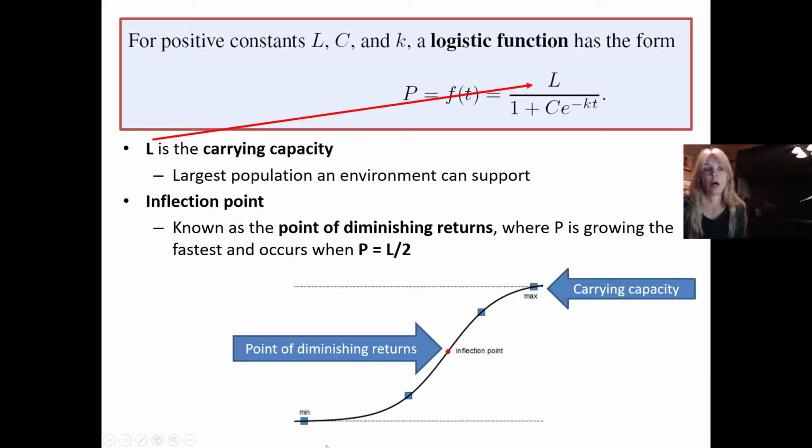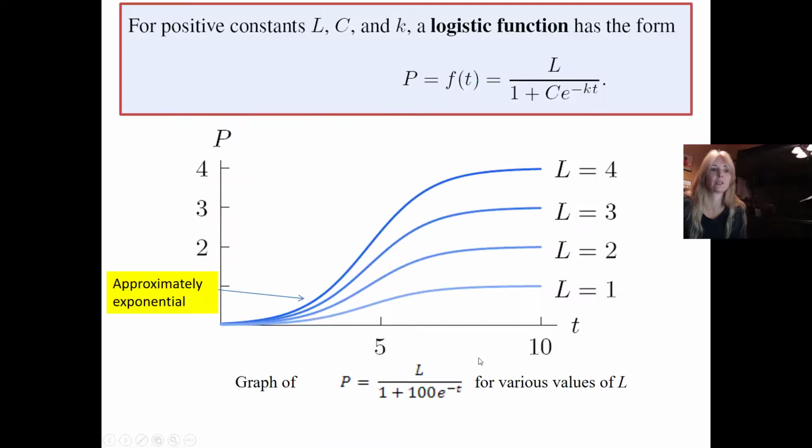This is used a lot in business, where you advertise a product and your marketing is doing really well, shooting off, then it starts to slow down, so we back away on the advertising. This point of diminishing returns is where your slope is the steepest. Going back to the last example, this is a population, so this would be where your population is increasing the fastest.